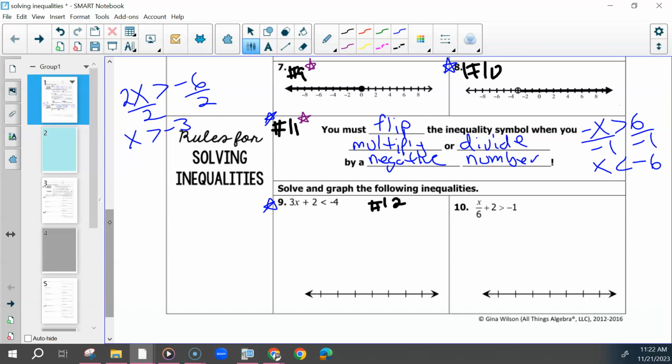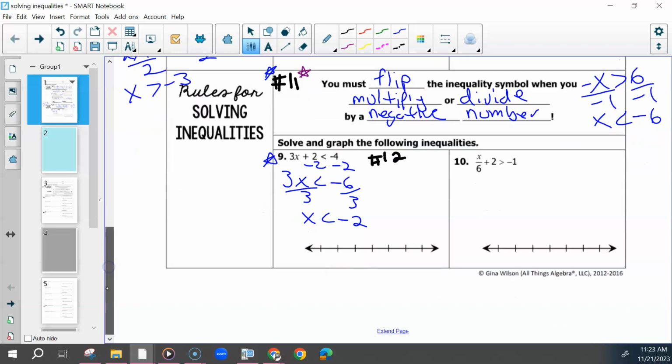Okay. So for number 9, if we were solving this one, we would get rid of the 2 by subtracting, and then divide by 3. Would the sign change here? No, because we're not dividing by a negative. What we're dividing by happens to be negative. So x is less than negative 2.